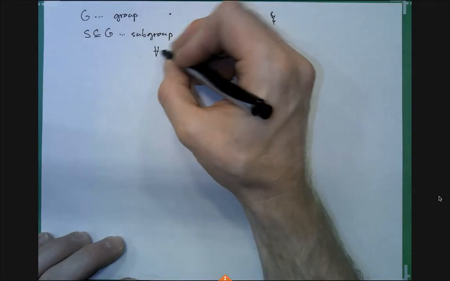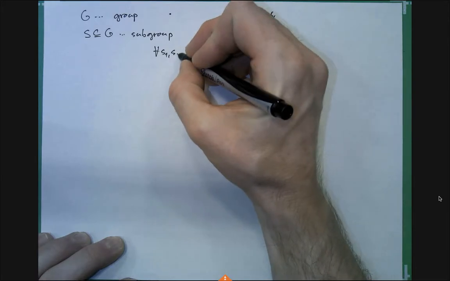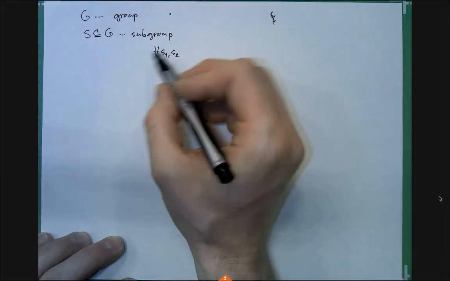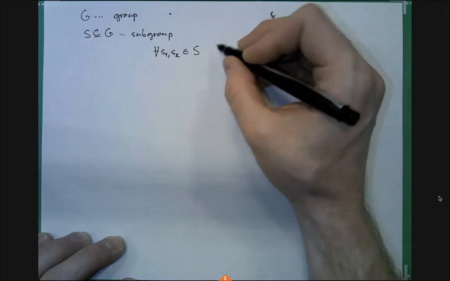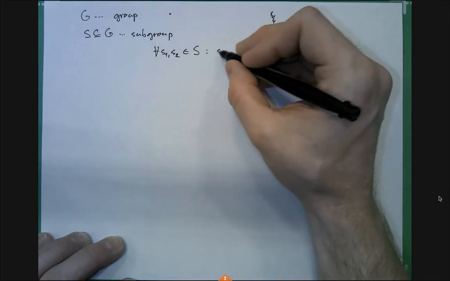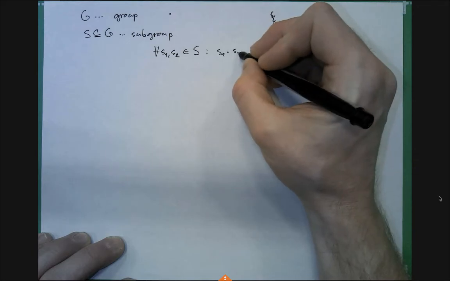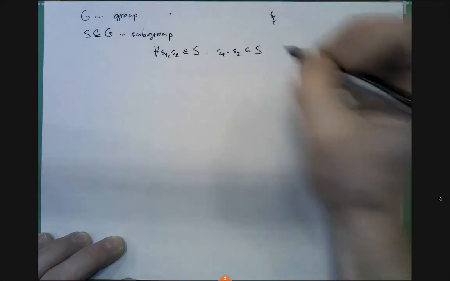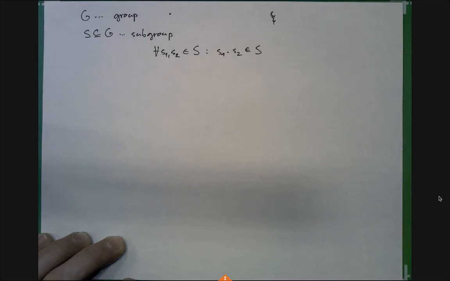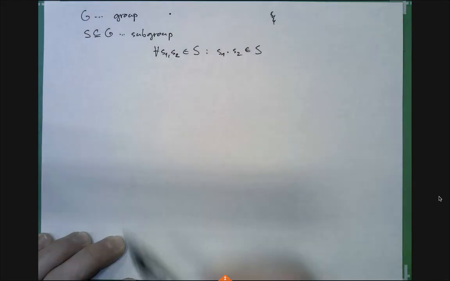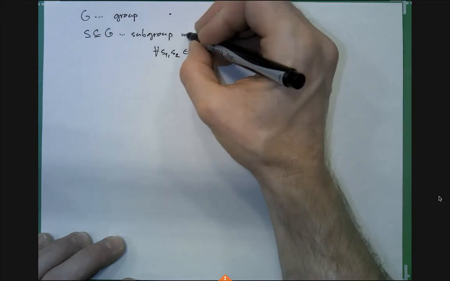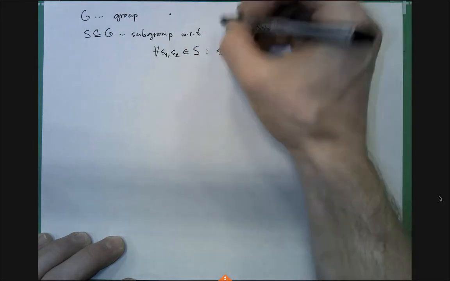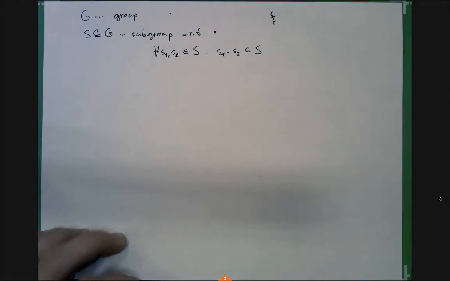Because what I need to have is that for every element S1 and S2, so again, I just use this as a shortcut for each S1 and S2 from S, it must be true that S1 times S2 is also from the subgroup. That I don't run away from the subgroup, run out of the subgroup to the G or even somewhere else. I guess I should be saying subgroup with respect to the same group multiplication.